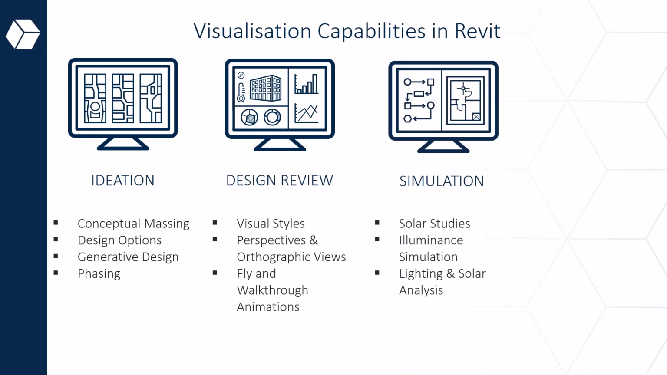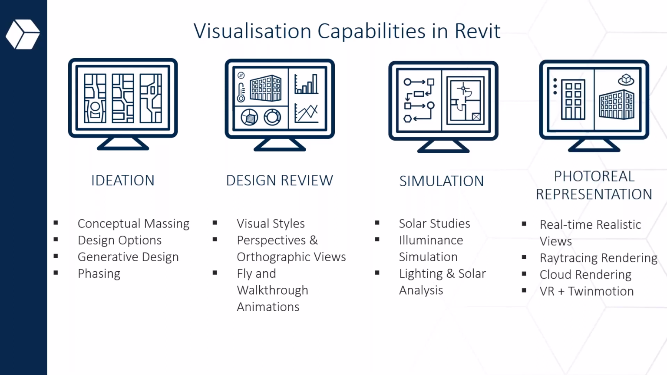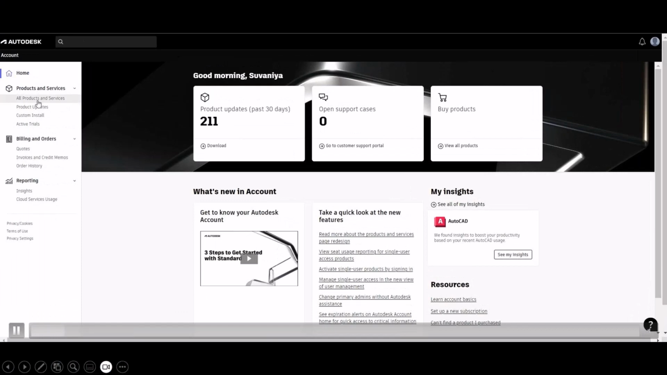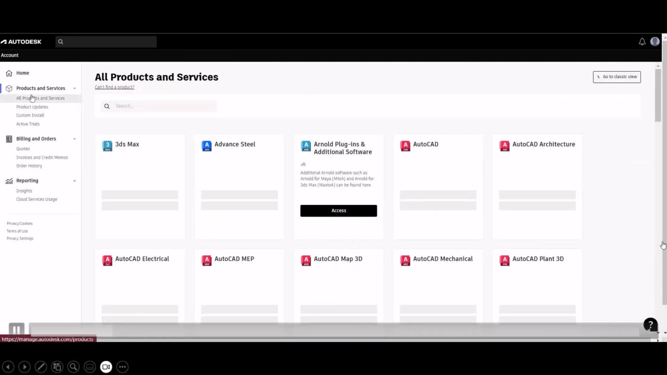Second to last is simulation. So you've got solar studies that you can utilize, illuminance simulation, as well as lighting and solar analysis for all of your natural elements, and looking at the context that your project is within. And then lastly, looking at photoreal representation: real-time realistic views, ray tracing and rendering, cloud rendering, as well as VR.